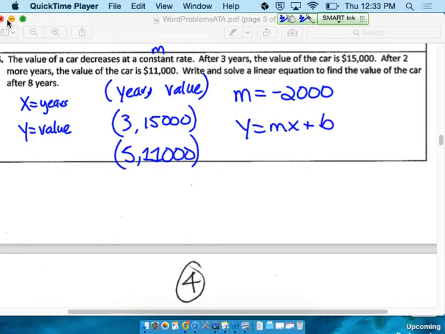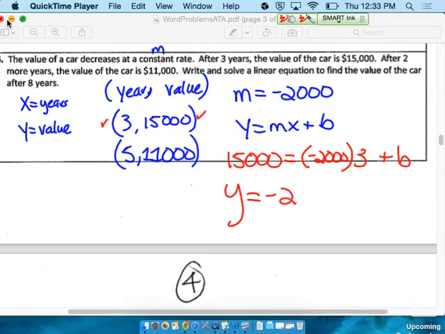And I can choose either point. So I'm just going to go ahead and choose this point for my problem. So that means I'm going to let y take on the value of 15,000. m is negative 2,000. x has a value of 3. And then I'm going to calculate b. So when I get through this, I end up with the equation like this. The value of b is 19,000. So I have negative 2,000x plus 19,000.